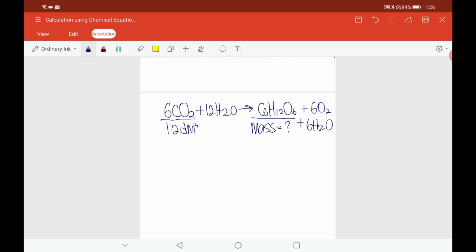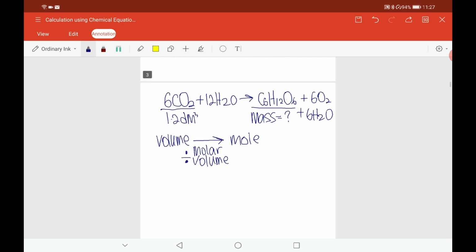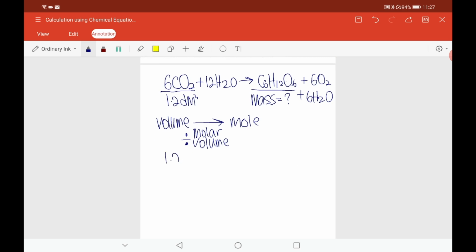Next, always start your chemistry calculations with mole. Convert whatever you have into mole first. So we have 1.2 dm³. dm³ is volume, so we can convert volume to mole first. To convert volume to mole, we use molar volume. We learned this in lesson number 2. When we want to change anything to mole, we use divide as the operation. So let's do it: 1.2 divided by the molar volume.